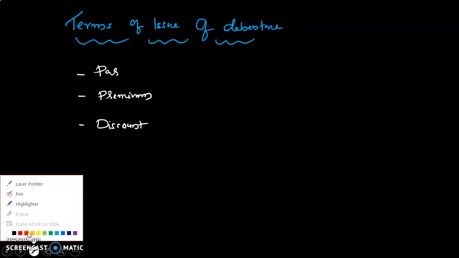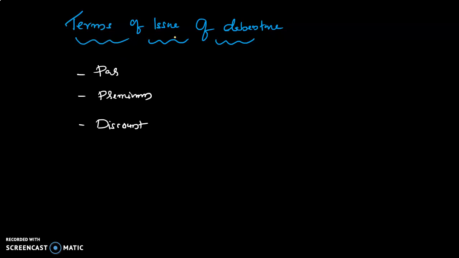Okay, in this session, we are going to understand the concept of terms of issue of debenture. So we can issue debentures as in the case of shares: at par, premium, or discount. Par means suppose a business wants to issue debentures of 1000 rupees. This can be issued to the public or an investor at par, premium, or discount.